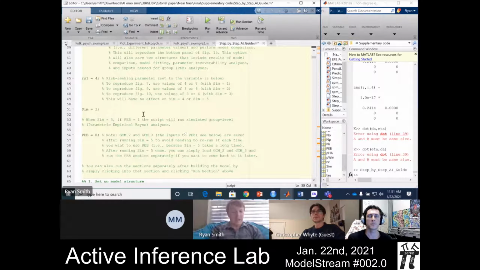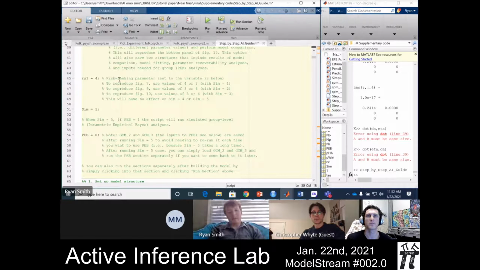And there are several parameters that can be messed with. But the one that I've focused on mainly here, at least we can set in the beginning, is this RS1 thing, which just turns into RS later down.